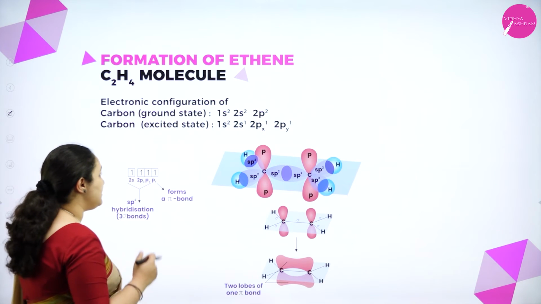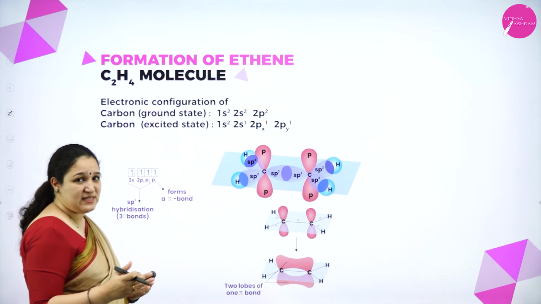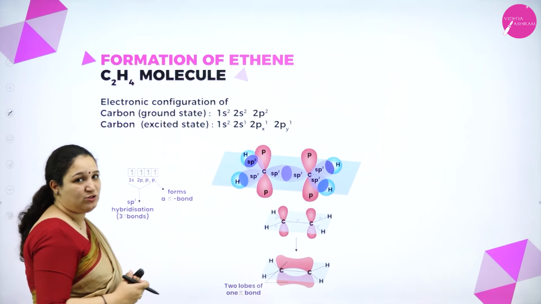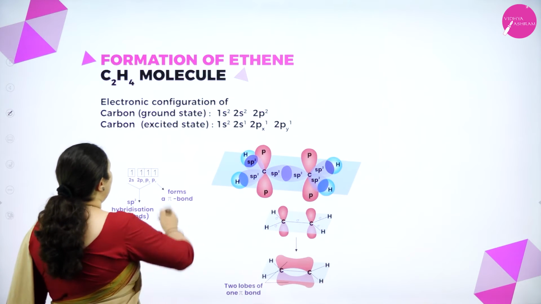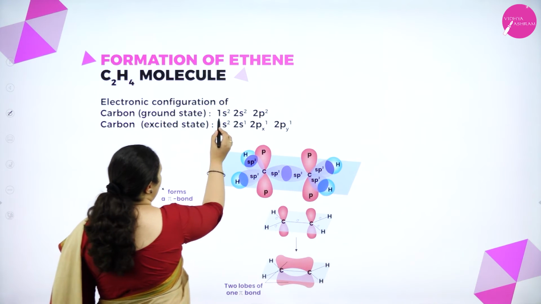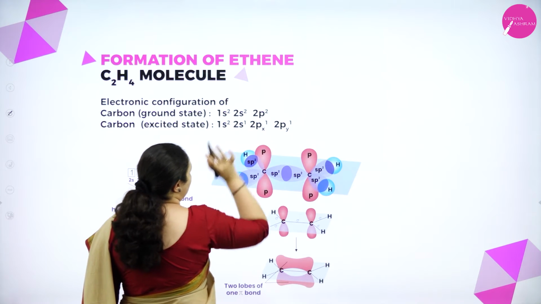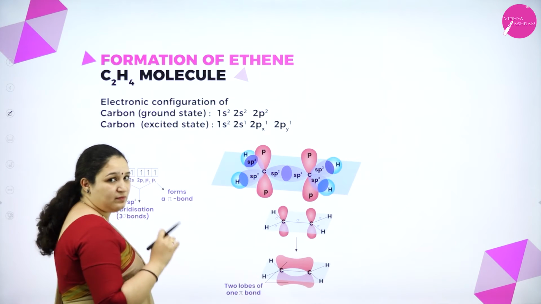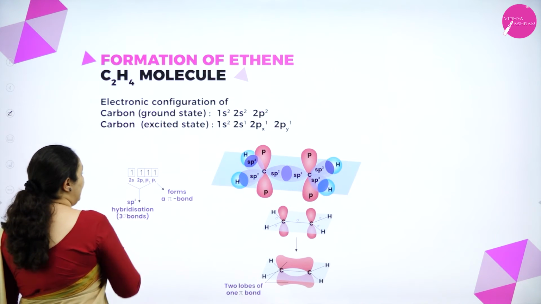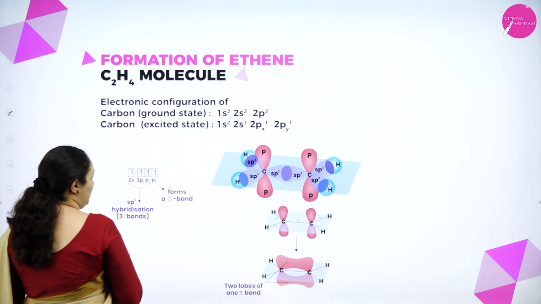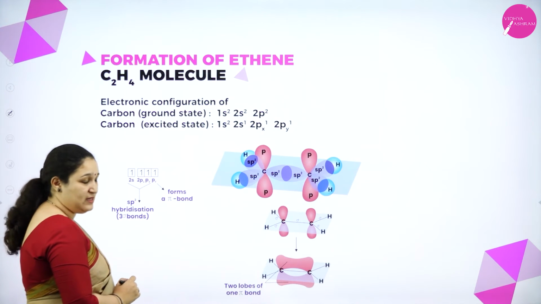Okay. Here it is the same way, the carbon atom in ground state as well as excited state has the same electronic configuration just like ethyne. Okay. So the electronic configuration of carbon is 1s2, 2s2, 2p2. 1 electron from the s orbital goes to the p orbital to get 1 electron in 2s, 1 electron in 2px, 1 electron in 2py and 1 electron in 2pz.